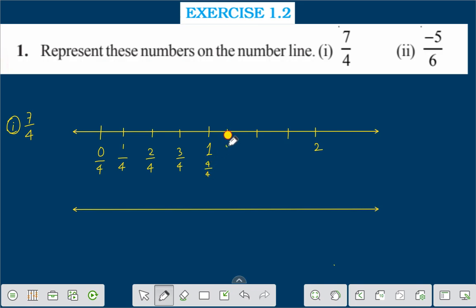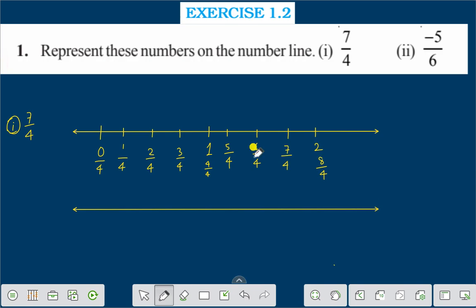This is 5 by 4. This part is 6 by 4. This one is 7 by 4. And this one is 8 by 4, that is equal to 2. Right? I have to represent 7 by 4.